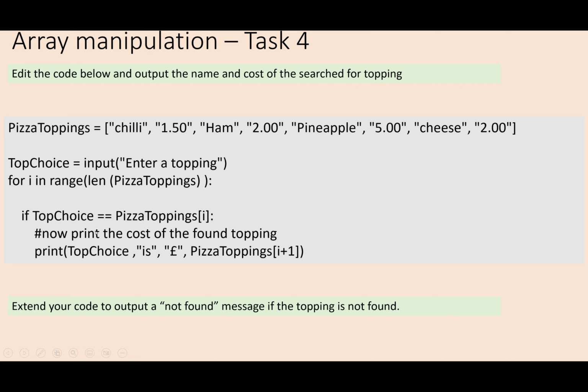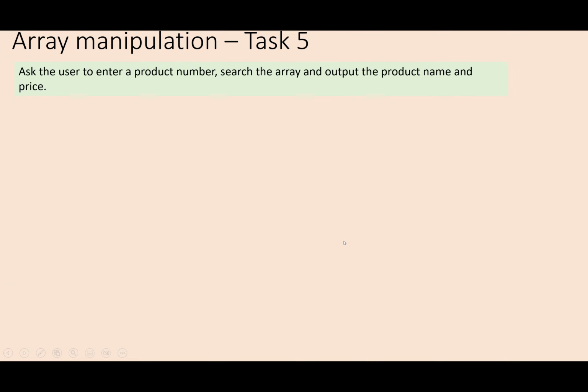We go around again. Now, if top choice is equal to pizza topping, so I typed in cheese, when we get to this element, it's true. I've forgotten which one it is now. 0, 1, 2, 3, 4, 5, 6. So i is a 6 at this point. So that's true, and i is 6, and we just print out top choice, so I typed in cheese, is pounds, pizza topping i + 1, 6 + 1, so that's pizza topping 7, which is 2, so that should print that out. Okay, so have a go at that.